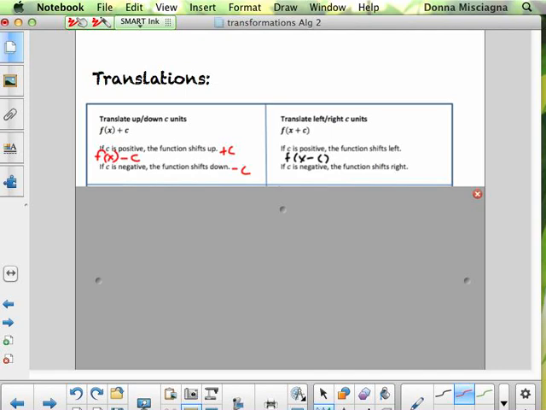Translating left and right, all right, f of x plus c, the graph is going to shift to the left. x minus c, the graph will shift right. So you see a positive sign, a plus in front of the c, and it's inside the grouping symbols, the graph shifts left. If you see a minus c inside the grouping symbols, where c is some constant, the graph is going to shift right.